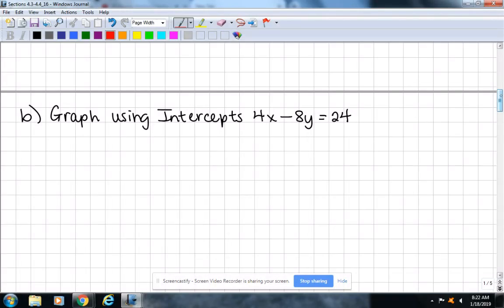This time my equation says 4x minus 8y equals 24, and it says to graph using the intercepts. So that means we need to find the intercepts. So I'm going to label my work: x-intercept and y-intercept.